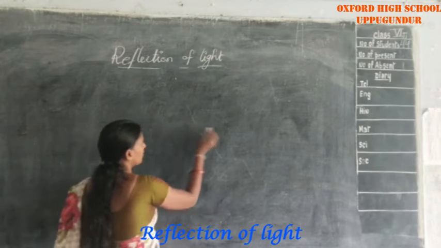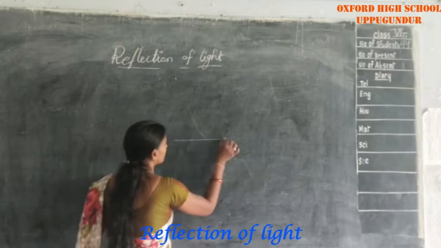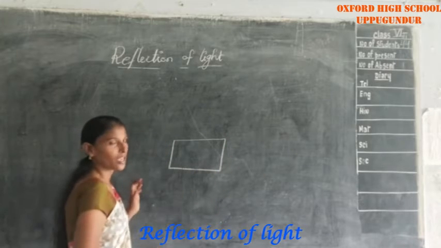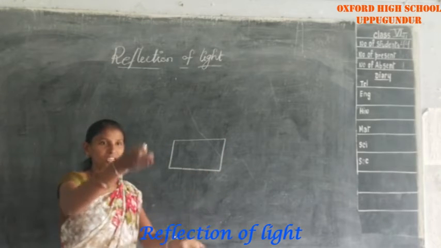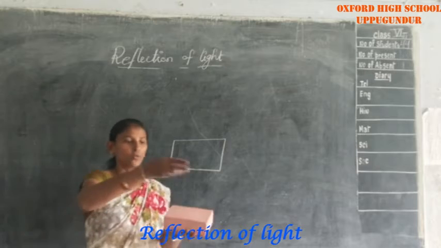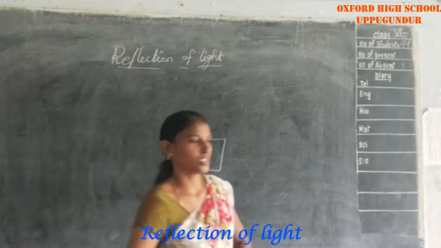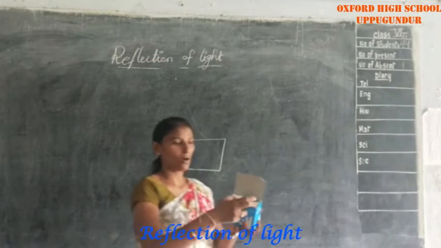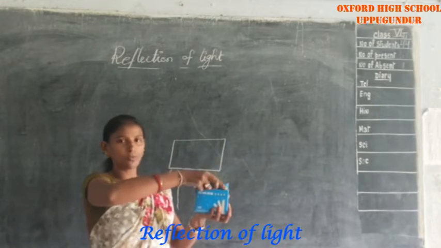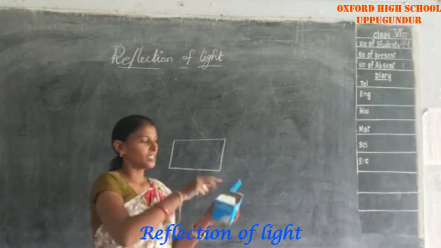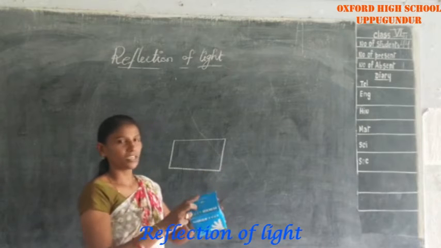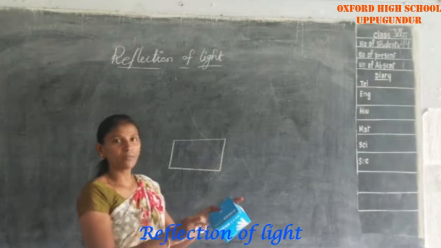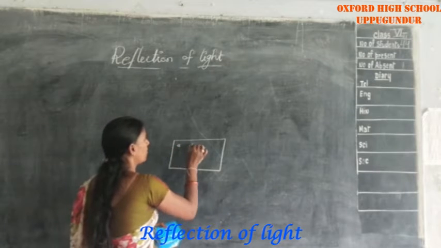Just take one box. Okay, take one closed box. You take this type of closed box, which can be opened and closed. This type of box, this is the closed box only. On the upper side, you make some holes. Here, keep some holes. So, here are the holes.